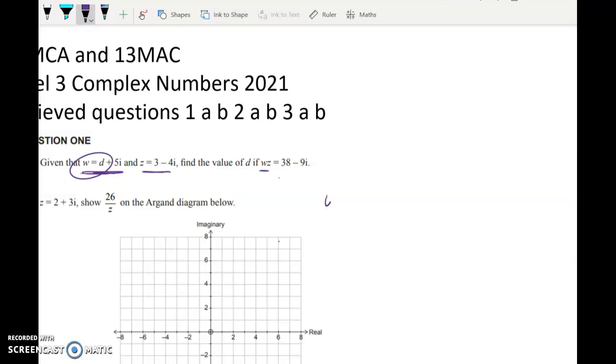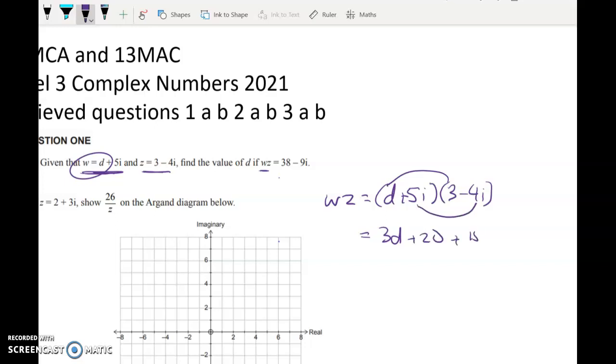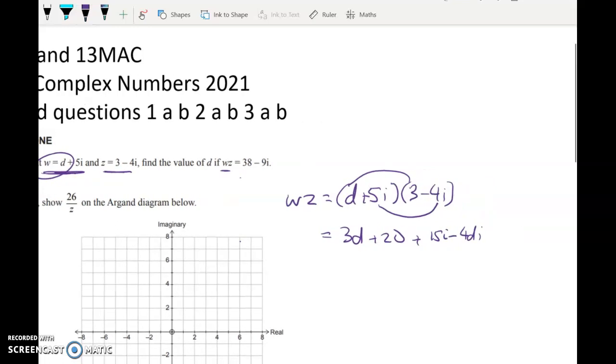So we've got WZ is equal to D plus 5i times 3 minus 4i. So that gives us, I'll do the real part first, 3D plus 20 plus 15i minus 4Di. And we know that that has to equal 38 minus 9i. So we can pick either the real part or the imaginary part here to figure out D.